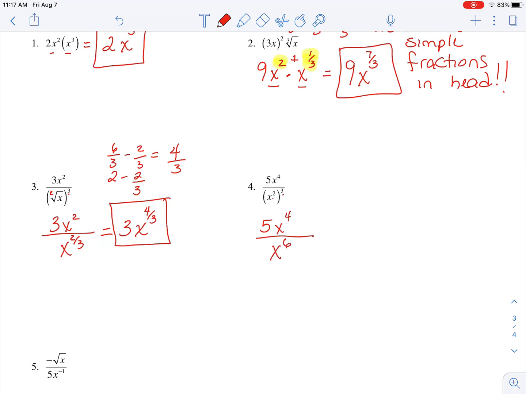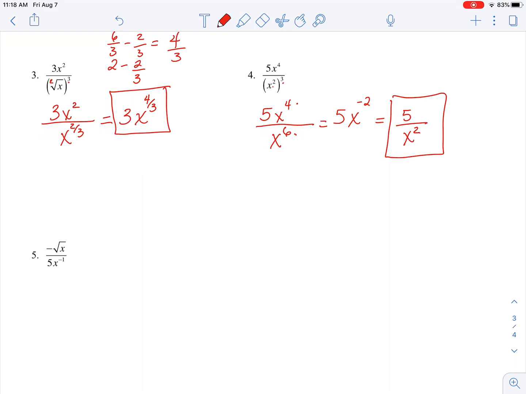In example 4, I rewrite this as 5x to the 4th. Power to a power, I'm going to multiply. I simplify that first. And now I'm dividing like bases, so I'm going to subtract the powers. So this is 5x. 4 minus 6 is -2. So I have 5x to the -2, and if I was asked to write this with positive powers, I would take that last and final step. Now, sometimes it's going to be okay to leave it with a negative power, and sometimes we're going to want positive powers. And again, that's something that we will tell you in a problem.